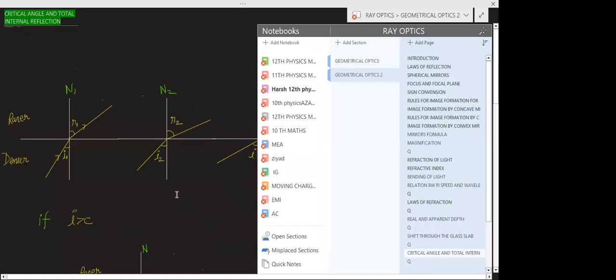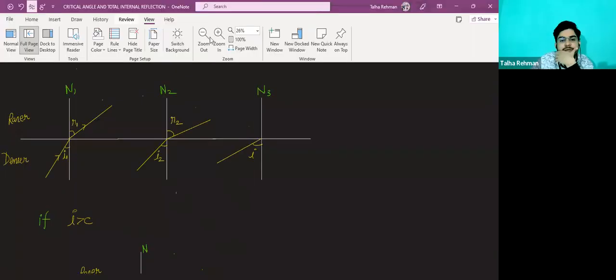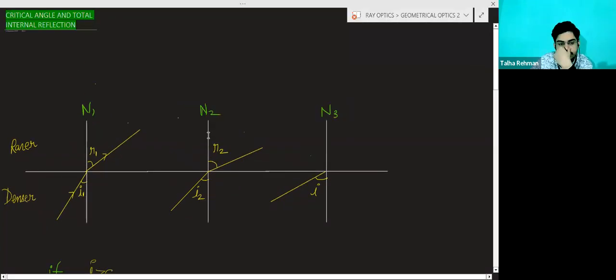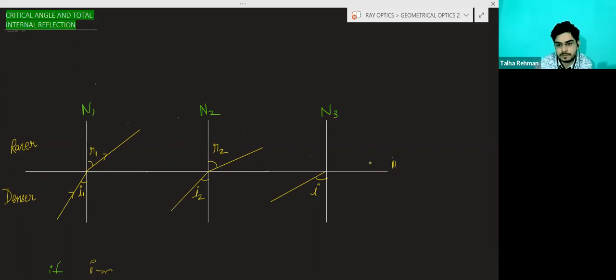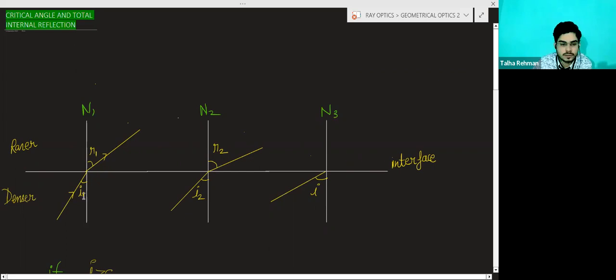Now we will discuss the critical angle and total internal reflection. Suppose here is the denser medium, and this is the interface. This interface is separating the rarer medium from the denser medium.